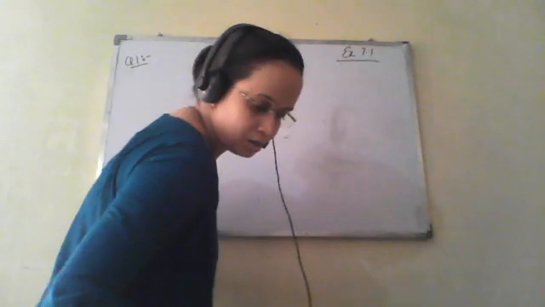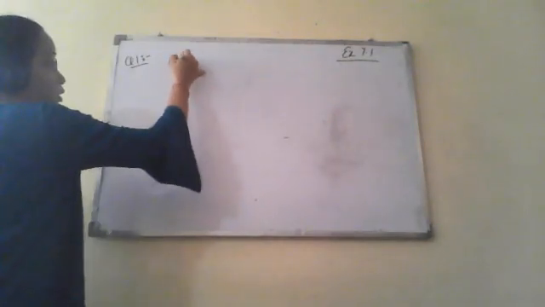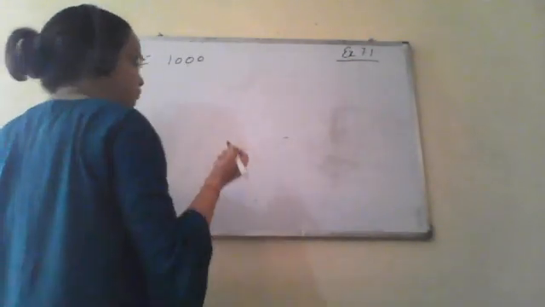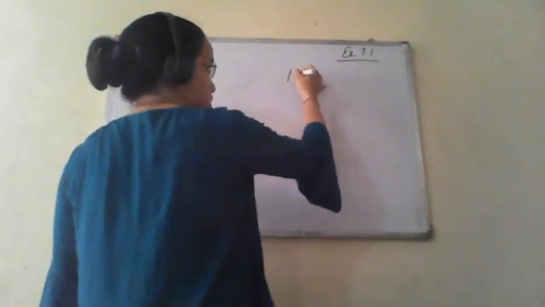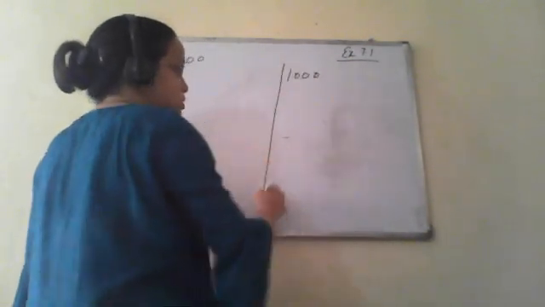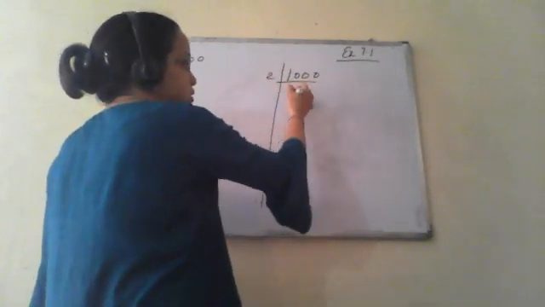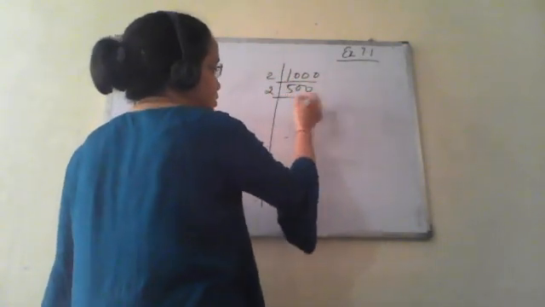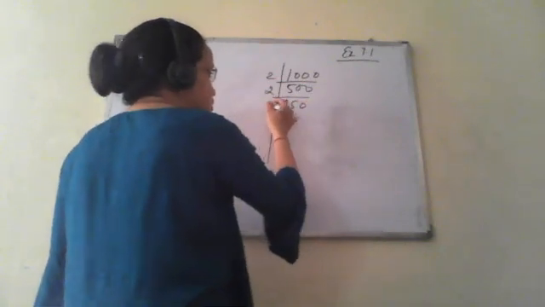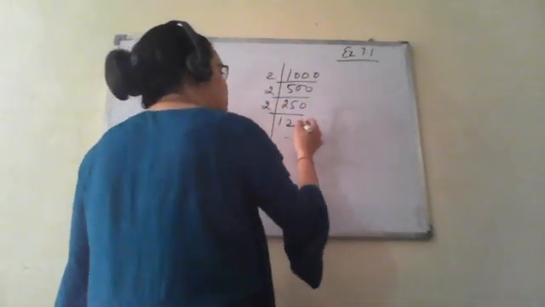Now next is 1000. So 1000 you can see directly. If you have to find the prime factors, you can do, but 1000 is very easy. This is 500, this is 250, this is 125.